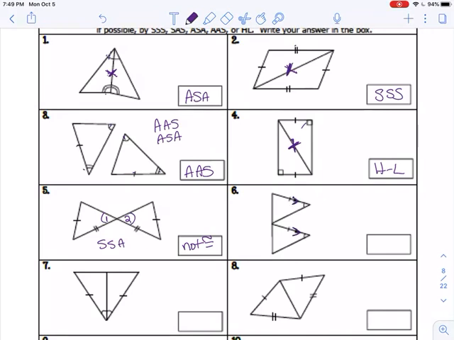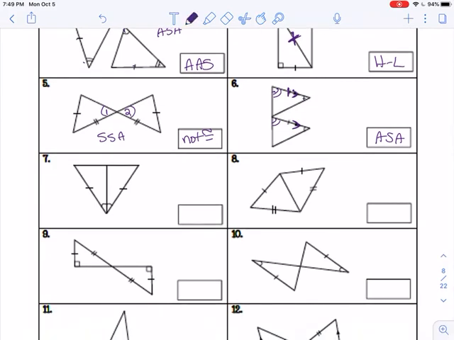6 is getting a little bit harder. These symbols right here mean that the lines are parallel to each other. If they're parallel to each other, then these angles right here are corresponding angles. So this is going to be angle, side, angle. See how I have 2 angles and this side between them. So that's angle, side, angle. Number 7, they share this side right here. So I have 2 sides and the angle between them. That's side, angle, side. 8, they share the side in between. So now I have side, side, side.